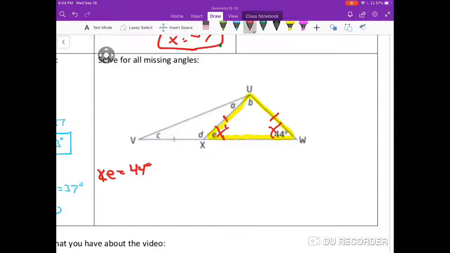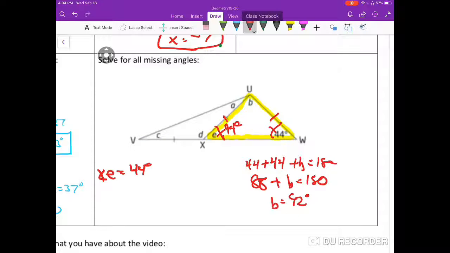Now, if angle E is 44 degrees, I can find angle B very easily. So we're going to do 44 plus 44, so 88 plus B equals 180. B equals 92. All right, and we're good there. So now B is 92 degrees. Okay, so I'm going to list that over here.